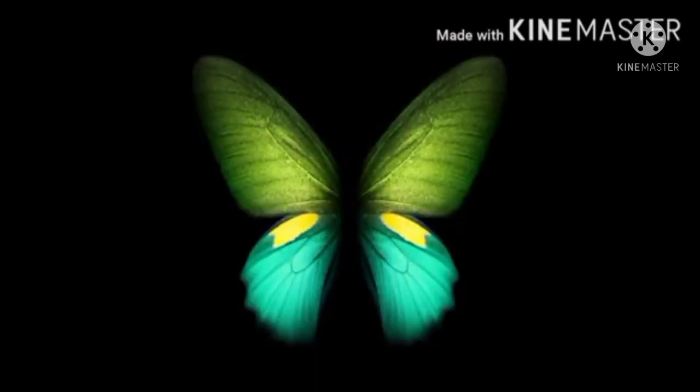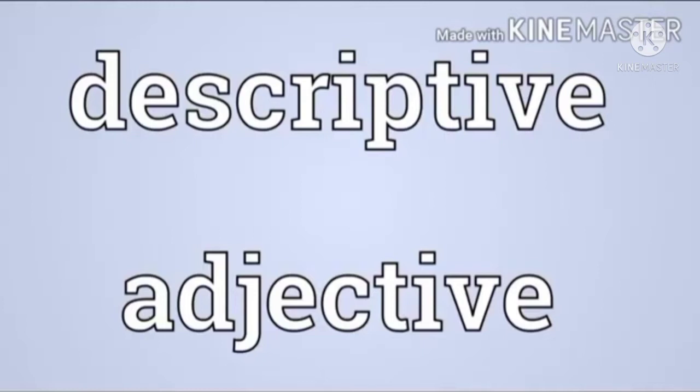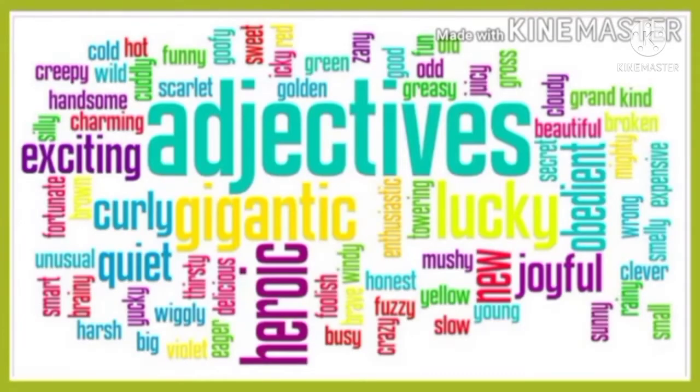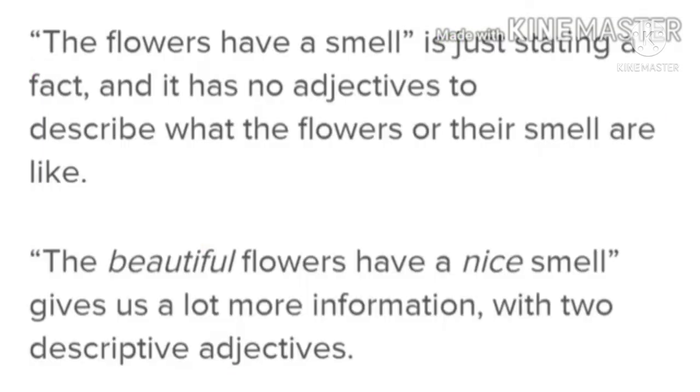The first kind of adjective that we are going to study is a descriptive adjective. Whenever we speak of adjectives, we are normally referring to a descriptive adjective. Descriptive adjectives are used to describe nouns and pronouns. For example, the qualities or feelings, emotions as such belong to a descriptive adjective.